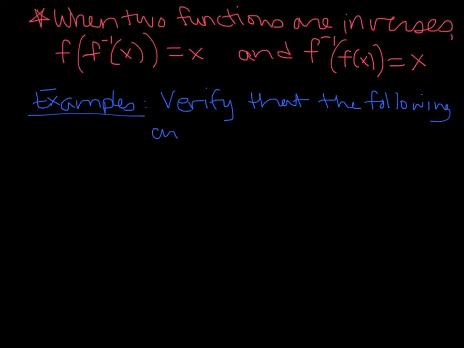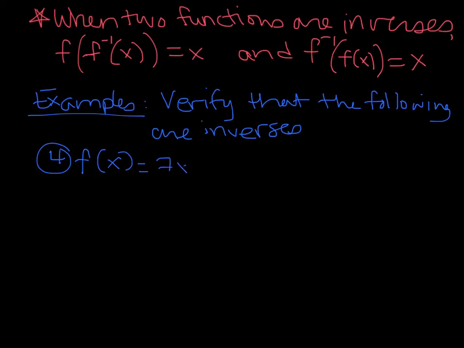When I ask you to verify, sometimes I'm going to ask you to prove that the following are inverses. That means the same thing. But in order to verify that two things are inverses, you need to check their compositions, and from there you can figure it out. So for example, let's say I have f of x equals 7x plus 4 and g of x equals x minus 4 over 7.